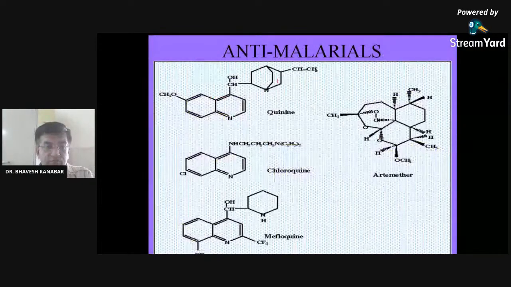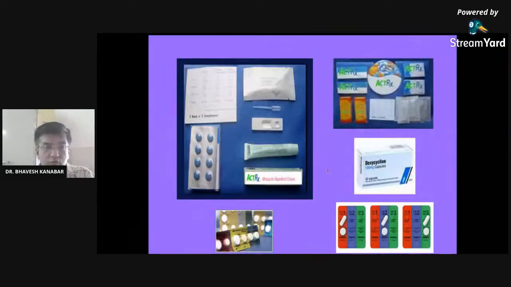There is no need to go through this. So doxycycline is also helpful. These are photographs of some of the drugs.